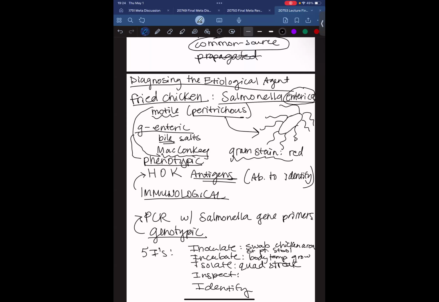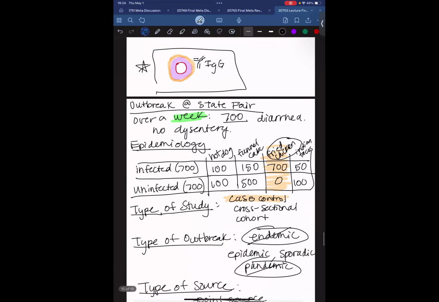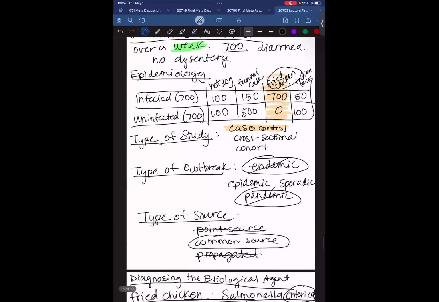Now we can do our inspect tests, or we can do any of these things up here, PCR, H, O, K antigens, etc. and then use this data to identify it as salmonella. Okay, so that's the process that would be involved in going from people are sick to they have salmonella. We did our epidemiological study. We did a case control study to notice that this was a common source epidemic or sporadic outbreak.